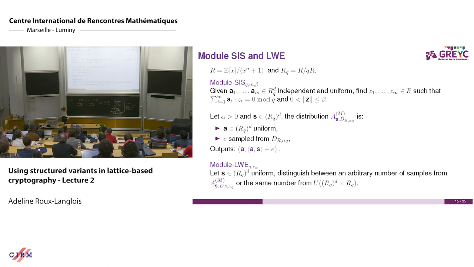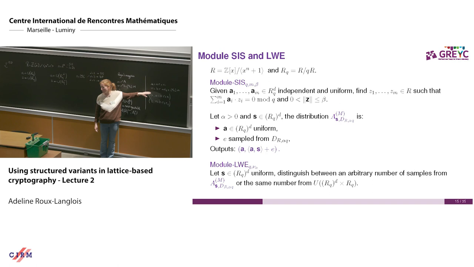What's your next assumption? We are looking for the assumption to get the uniformity. When we use integers, the assumption was the leftover lemma. I cannot use it anymore. So I need another assumption to be sure my encryption, my ciphertexts are still uniform.